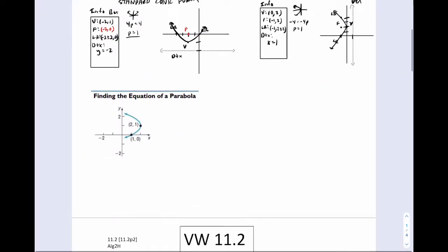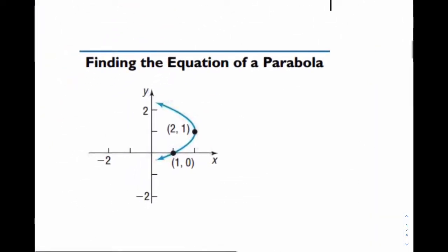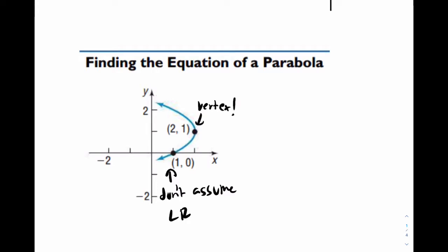Now for our last example, it says find the equation of a parabola. For this one, the main thing to know is don't assume that's an LR. We really don't know that. If it tells it to you, great, but in these problems it's probably not going to. So that's just a regular point, any given point on the parabola. What you do know is that is the vertex. And we can see that it's a negative y-squared parabola because it's opening left.